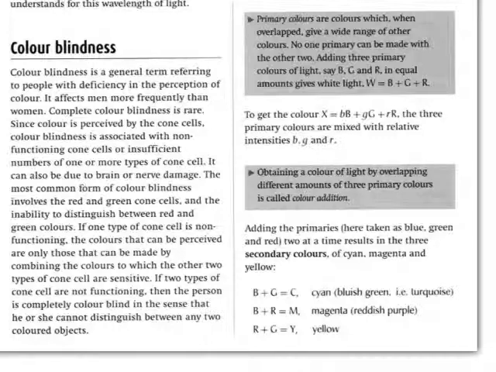But let's revise primary colours. Primary colours are colours which, when overlapped, give the whole range of all the other colours. Okay, and in fact, adding the 3 primary colours together, we get white light. Okay, and what are those 3 primary colours? Blue, green, and red. Okay, so those are the 3 primary colours.